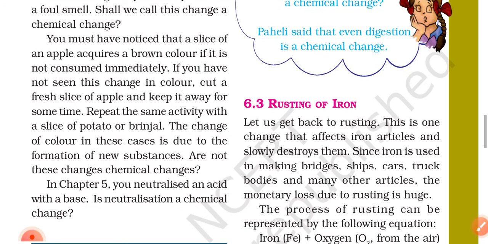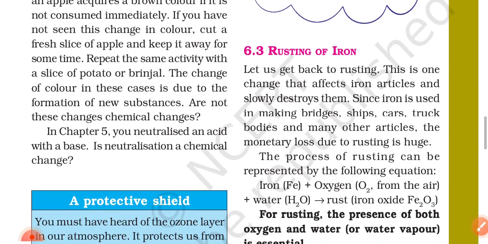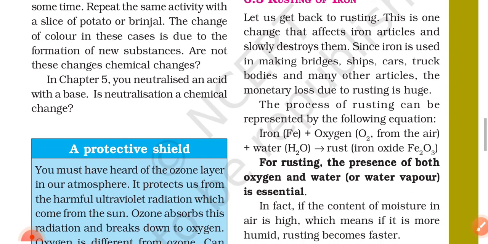You must have noticed that a slice of an apple acquires a brown color if it is not consumed immediately. If you have not seen this change in color, cut a fresh slice of apple and keep it away for some time. Repeat the same activity with a slice of potato or brinjal. The change of color in these cases is due to the formation of a new substance. Are not these changes chemical change?